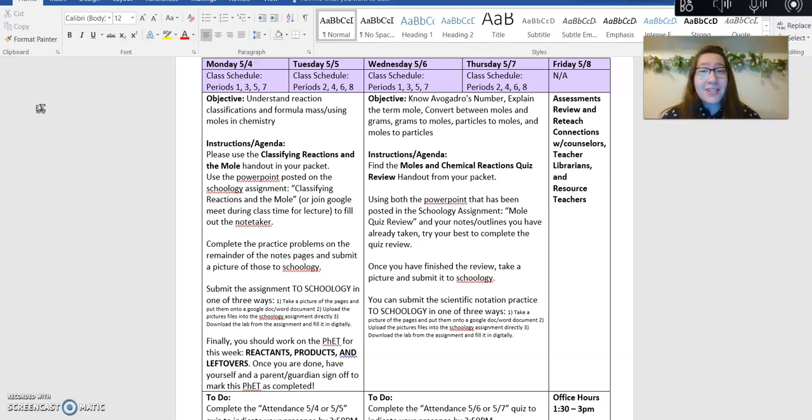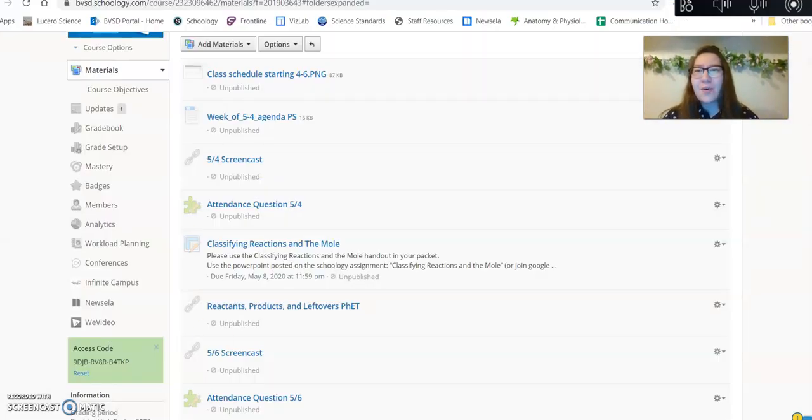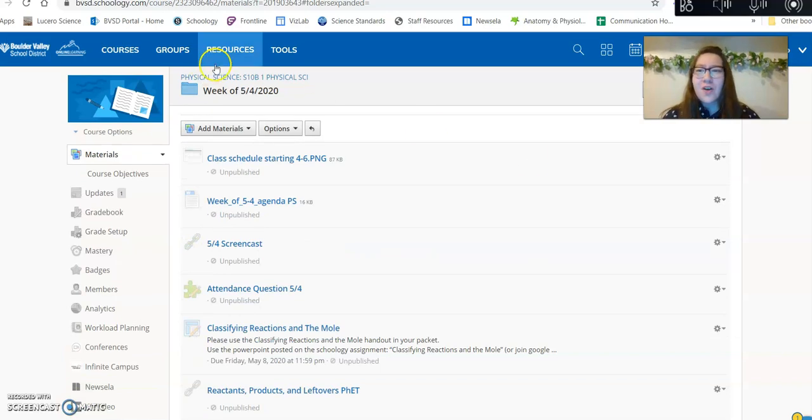Another thing to think about today is that you're going to keep marching along with that PhET project, and this week the PhET to think about is the reactants, products, and leftovers. So let's go into Schoology and take a look at everything that you'll see when you go into the folder for the week of May 4th.